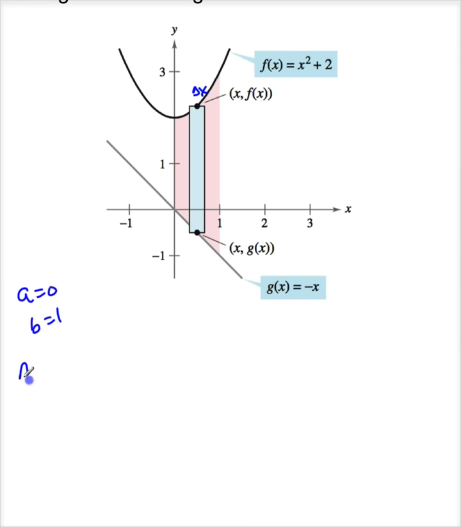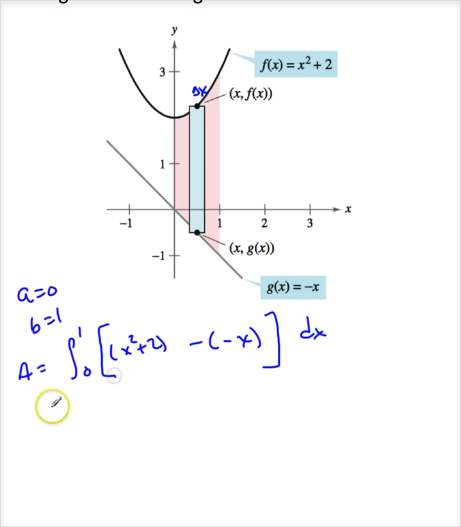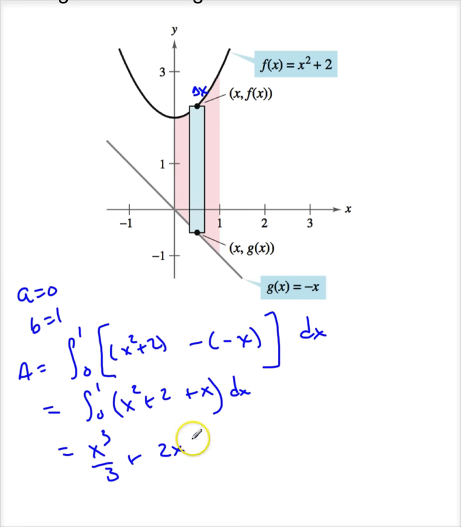So I know this area is going to be the integral from 0 to 1 of my top function, which is x squared plus 2, minus my bottom function, which is minus x, whole thing dx. So this is the integral from 0 to 1 of x squared plus 2 plus x dx. So this is x cubed over 3 plus 2x plus x squared over 2, evaluated at 0 and 1, this whole thing.